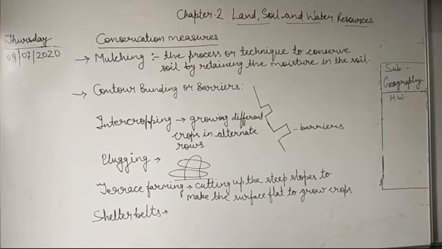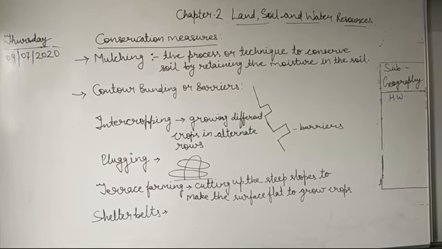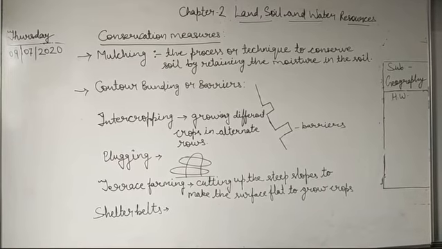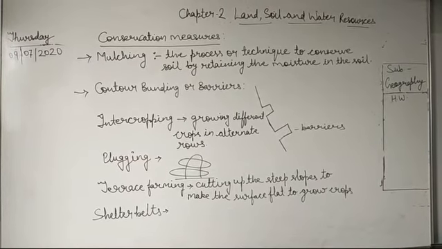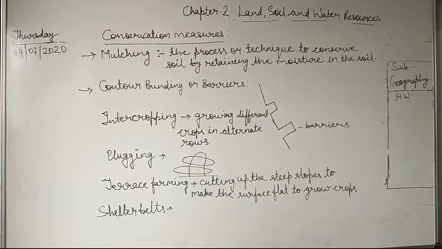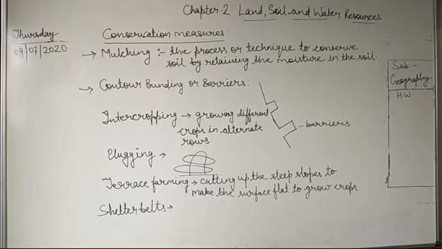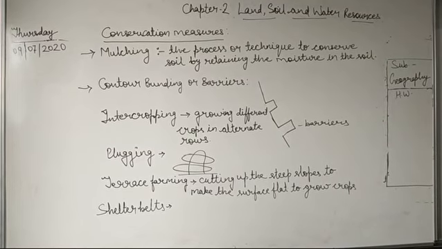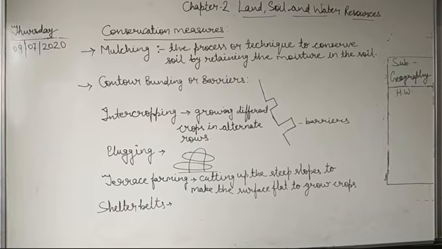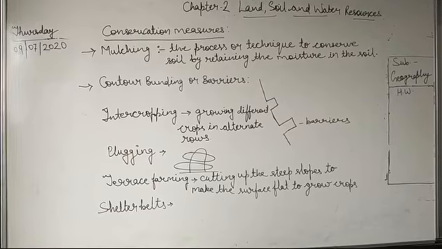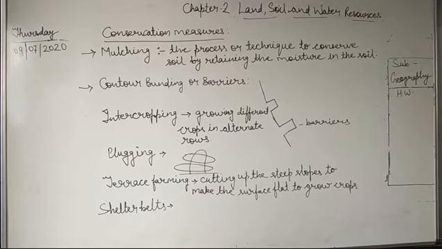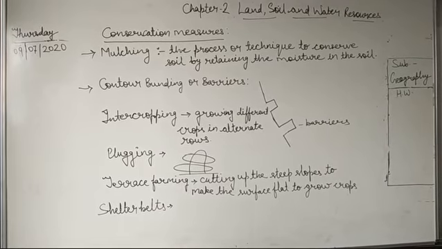Then the next is intercropping, which means growing different crops in alternate rows. It is a scientific method, growing different crops in alternate rows and sown at different times to protect the soil from rain wash. And the next is shelter belts. In the coastal and dry regions where high-speed winds can blow away the topsoil, rows of trees are planted around farms. These trees check the wind, prevent soil erosion and act as shelter belts.